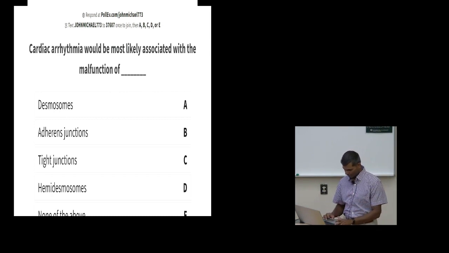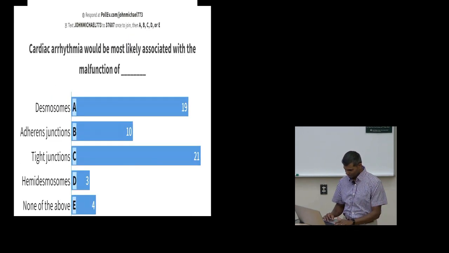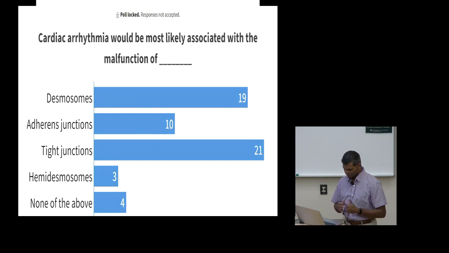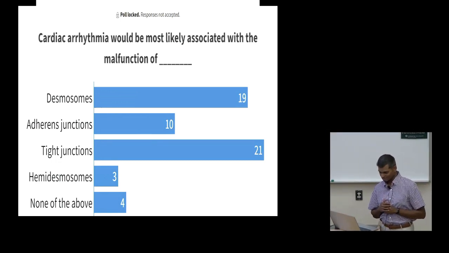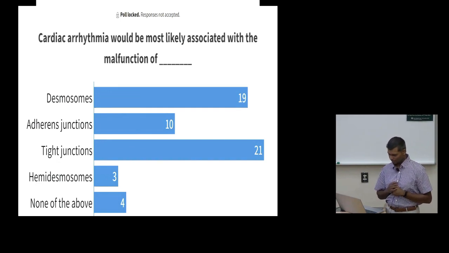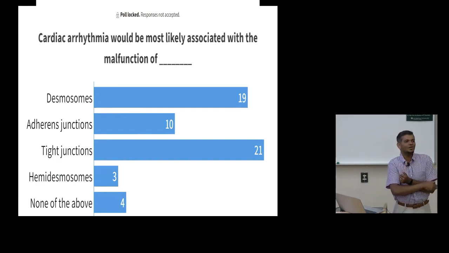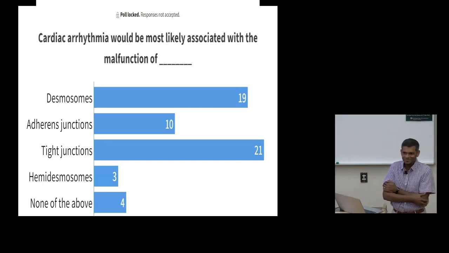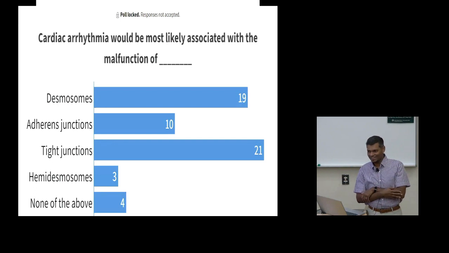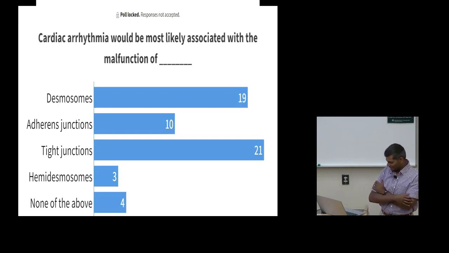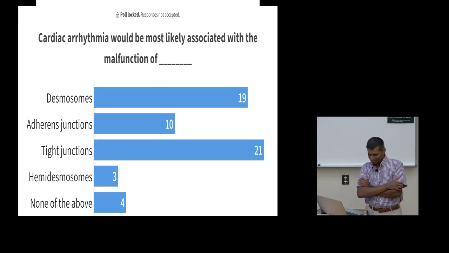Alright, we have like 40 plus responses. Okay, 12. So, most of the class said desmosomes, most said tight junctions, some said desmosomes, and only 4 of you said none of the above. And the 4 of you are right. The reason being, I'm sure the rest want to know why the 4 got it right, and I'll tell you. So speaking to the remaining 53 of you who did respond and the rest who did not respond.